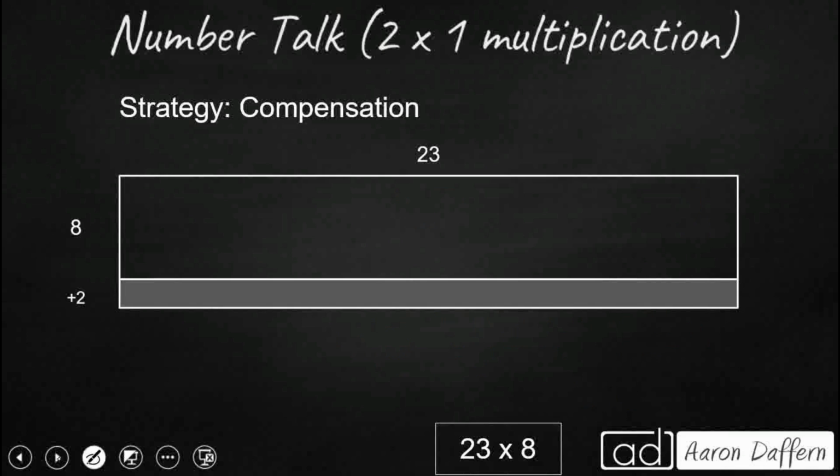We can also use compensation. So what compensation says is, you know what, 23 times 8, that's kind of easy, but you know what would be easier is if I did 23 times 10. Anytime you get a times 8 or times 9, I would highly recommend using compensation.